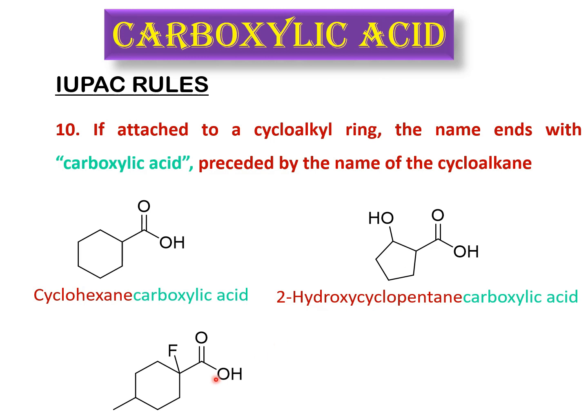Here again we have a cyclohexane ring attached to a carboxylic acid and with 2 substituents. So at position 1, this is position 1 because this is the point of attachment of this ring to the carboxylic acid functional group. So at position 1 we have a fluorine atom or group attached, and at position 4 we have a methyl group. So we have 2 different substituents and we have to mention them or write them in alphabetical order in the name. So it's a 1-fluoro-4-methylcyclohexane carboxylic acid.